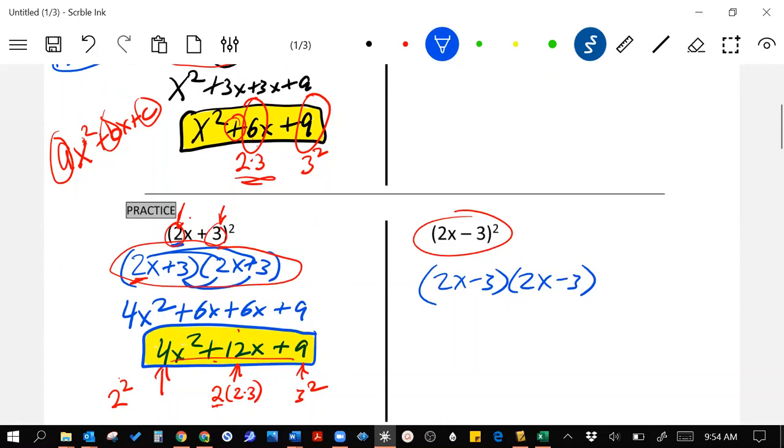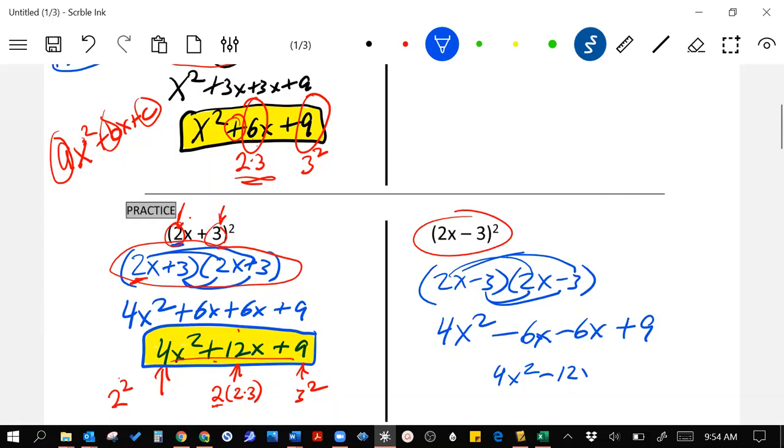Okay, squaring it, so they're both negatives. 2 times 2 is 4, and 2x times x is x squared. And I do these two for minus 6x, and these two for minus 6x, and these two for positive 9. That gives me 4x squared minus 12x plus 9. I got the same answer without having to think too hard about it. I don't have to worry about the pattern here.